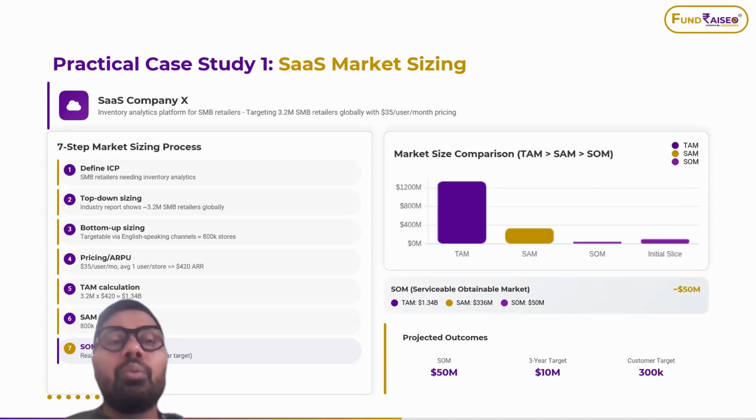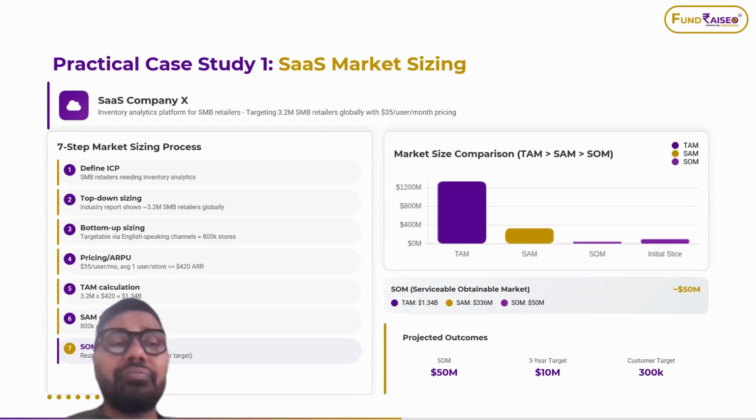So what is your ARR, or annual recurring revenue? It is $35 multiplied by 12 months. That comes to about $420 per SMB, or per store, that you onboard to use your inventory analytics software. Now you do your TAM calculation. TAM is the total addressable market. There you look at the entire bucket of 3.2 million and multiply it by 420. So it comes to about $1.34 billion.